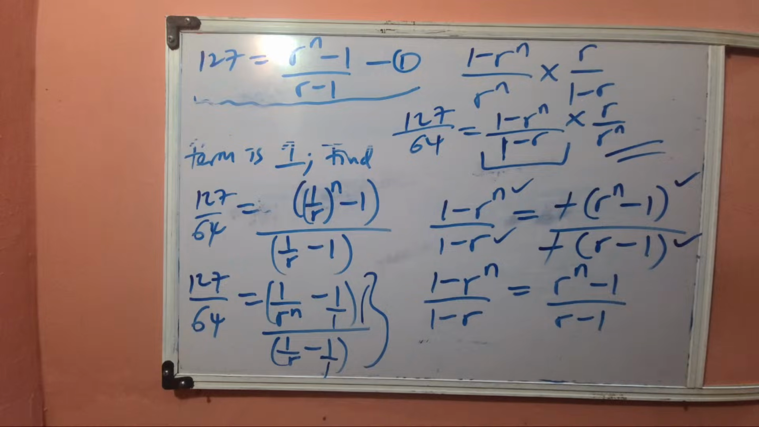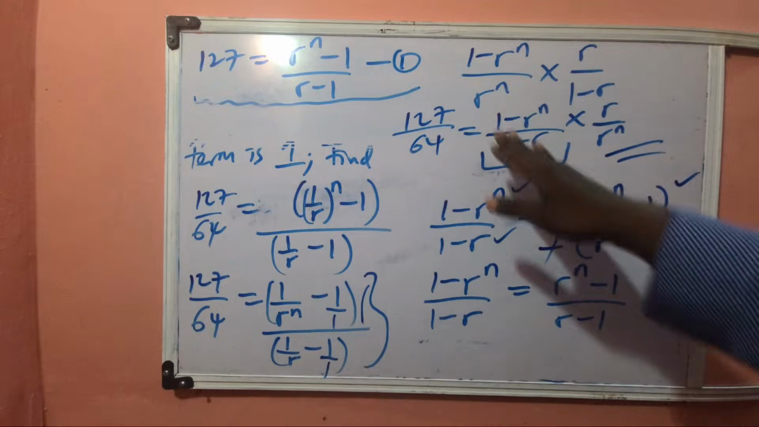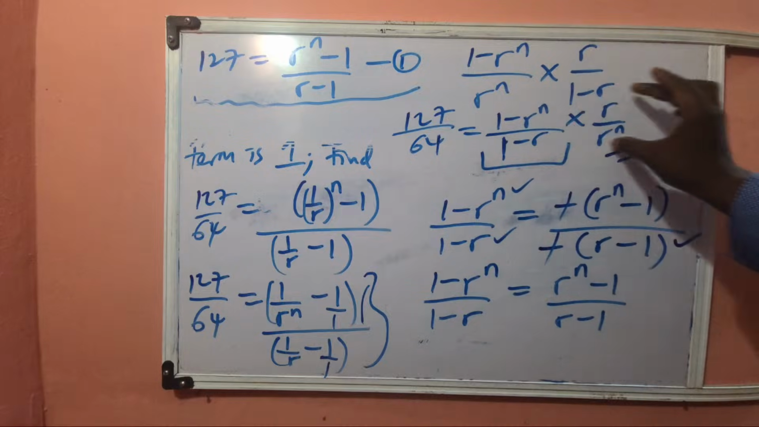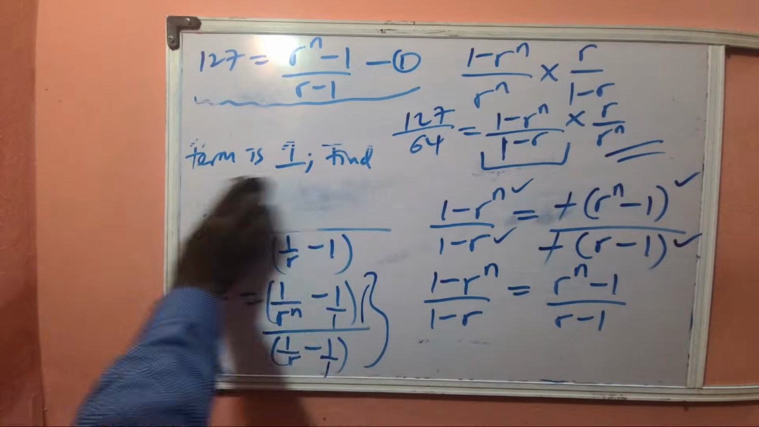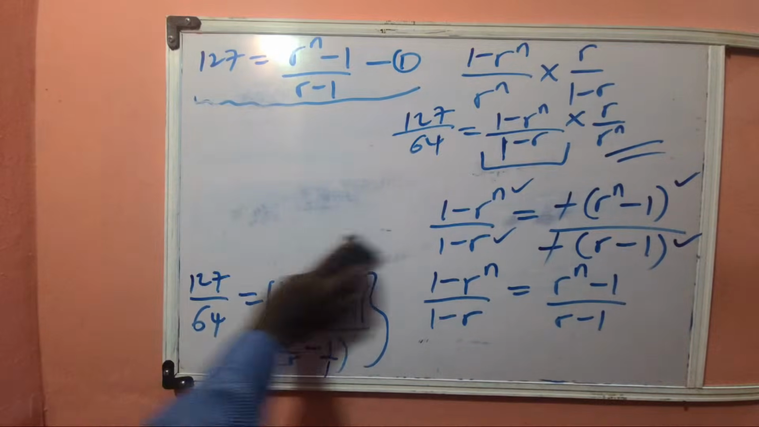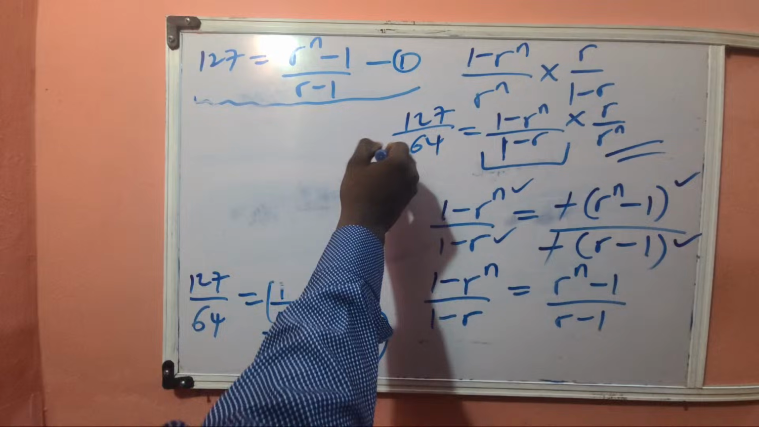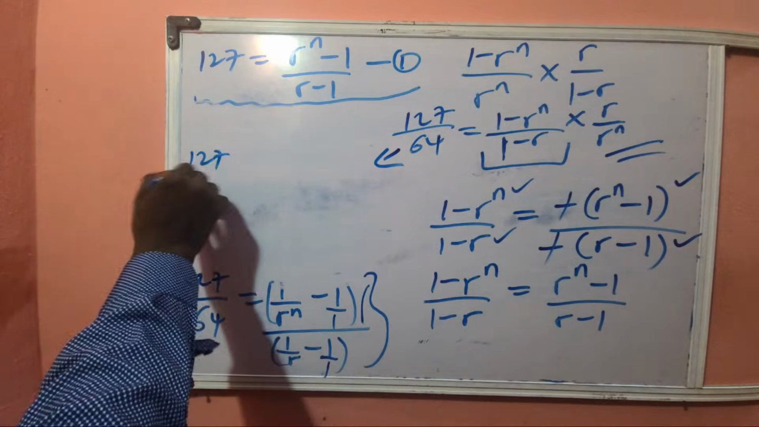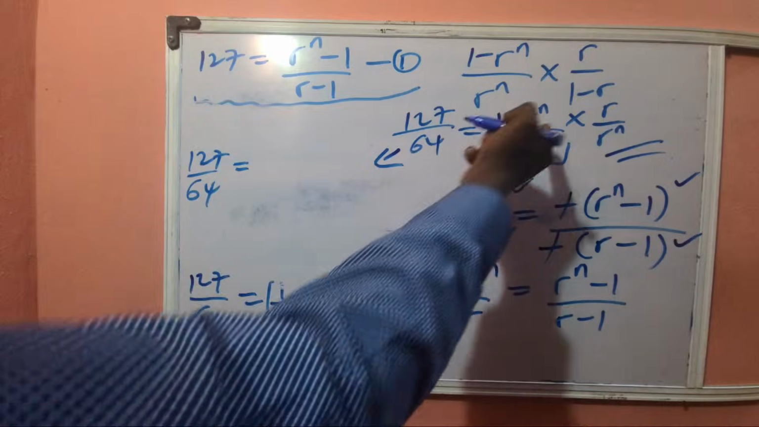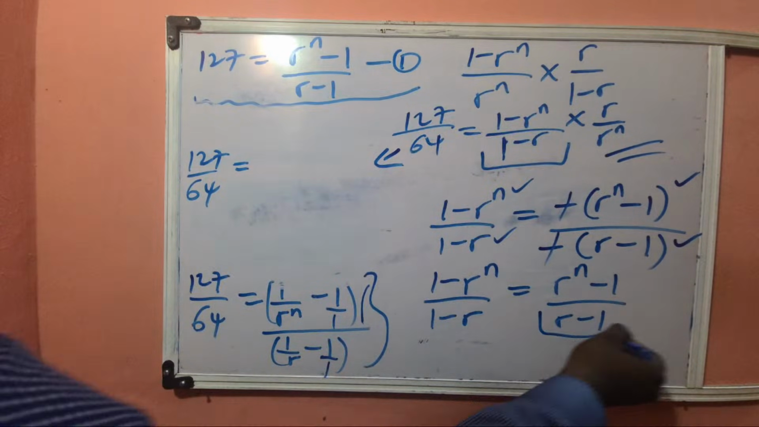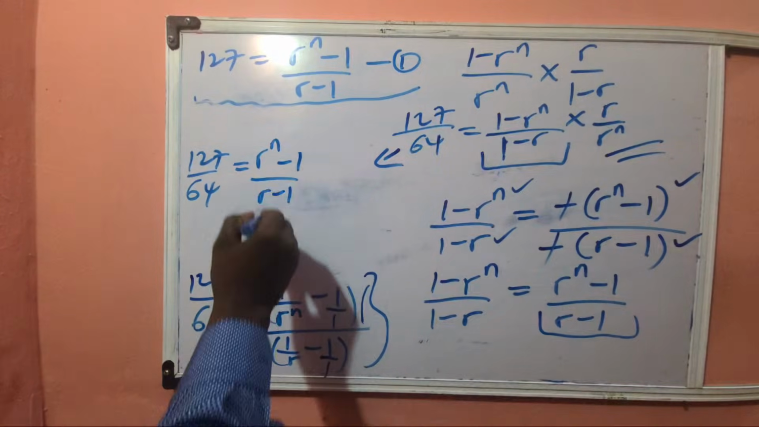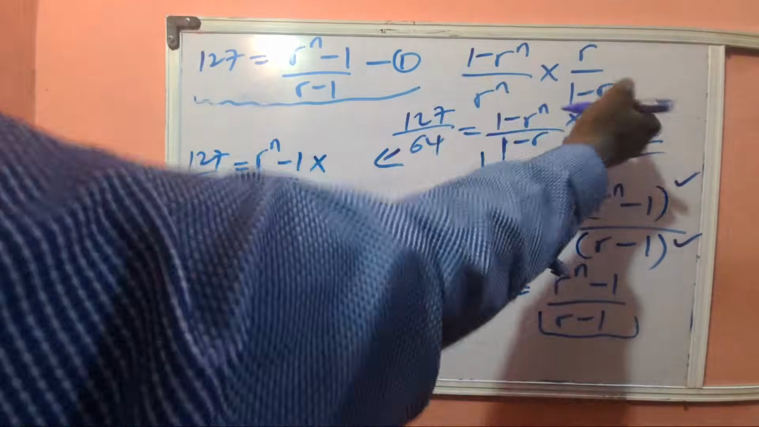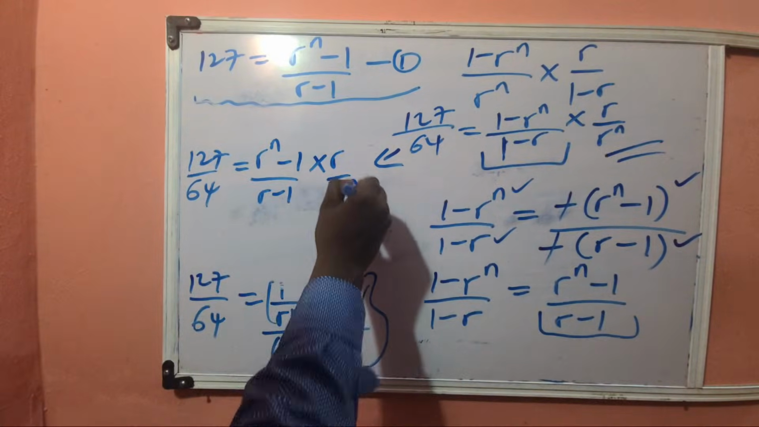What this means now is that what I have here, look at this, I derived this from this particular equation. I can go on now to change. Let me write that here. So from here, I can go on now to change this whole thing to be 127 over 64 is equals to, instead of writing this thing now, I'll be writing this one here. I'll be writing r raised to power n minus 1 over r minus 1. Then times, don't forget, we still have times r over r raised to power n.